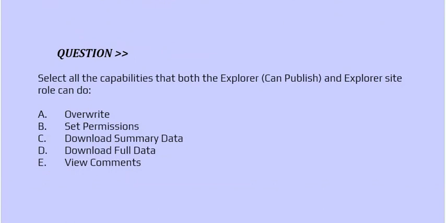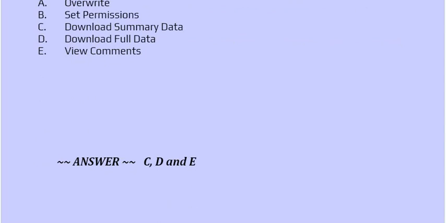Next question is, select all the capabilities that both the Explorer can publish and Explorer site role can do. Option A. Overwrite. Option B. Set permissions. Option C. Download summary data. Option D. Download full data. Option E. View comments. Correct answer is option C, D and option E.